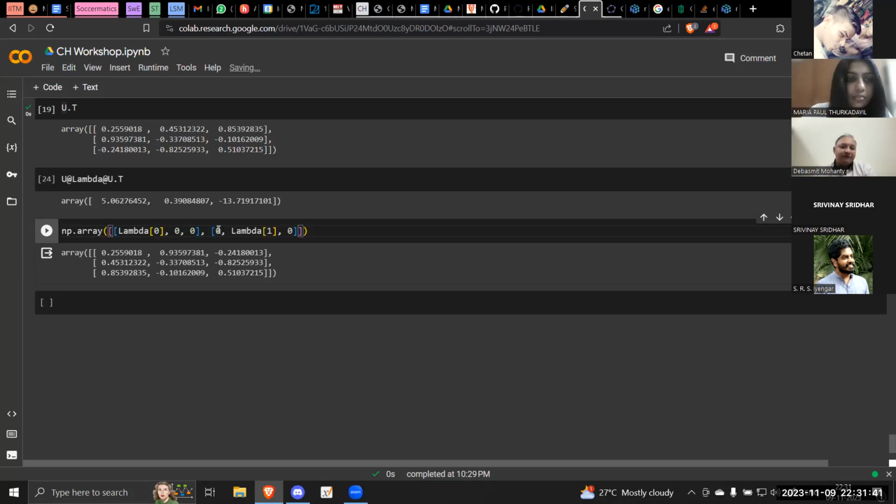Lambda 1, 0 lambda 2, 0 lambda 2. It gives it in the same order, I guess, right? Like greater to... Yeah.